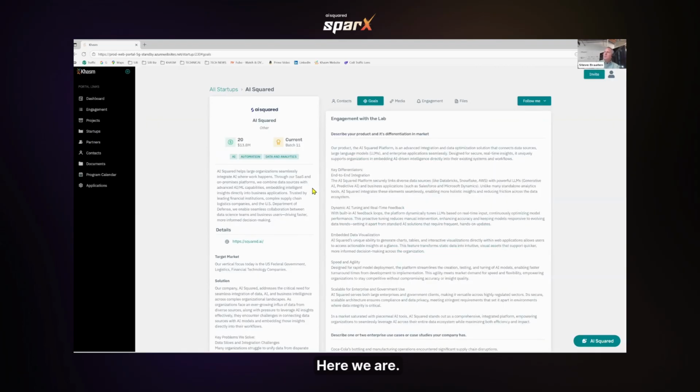Here we are. I want to know more about AI squared, and so I can see, oh wow, here's the market, here's the solution. There's what's going on in the lab. There are tabs here for media, podcasts, or videos. There's an engagement tracker for activities here in the lab. There's a file folder. You could put a pitch deck or product documentation or whatever you want in here. So this is a really nice little form factor of information. It's fairly easy to consume one at a time. That can give you an idea of what is it, what do they do, and where are they going.